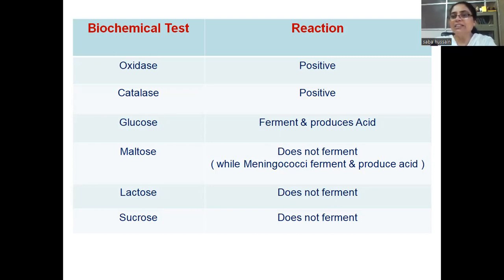So just remember that Neisseria gonorrhoeae does not ferment maltose. So M for M, that is maltose, is fermented by meningococci.